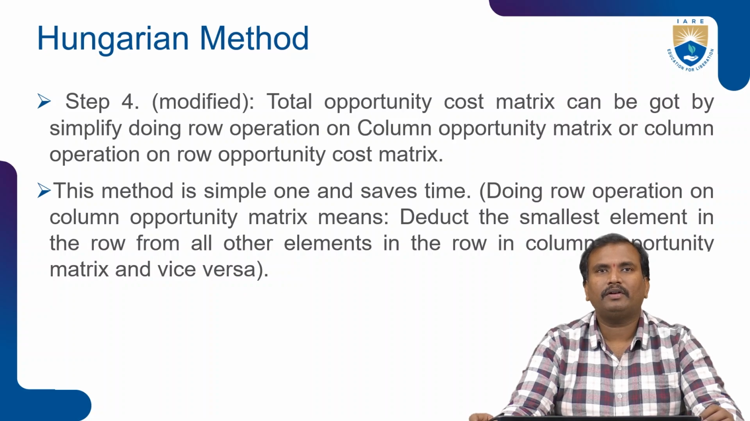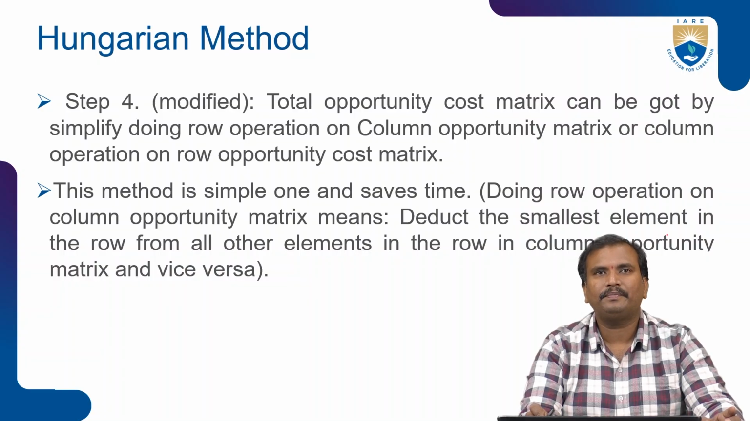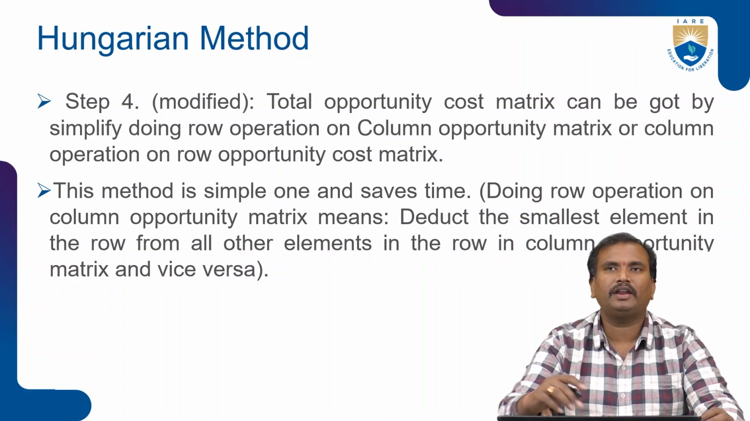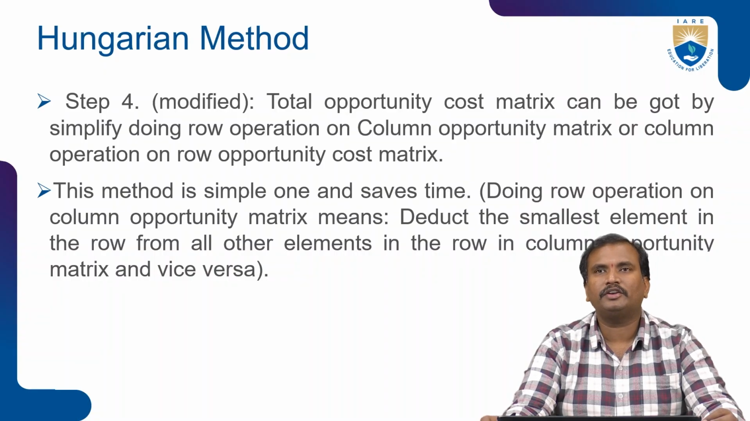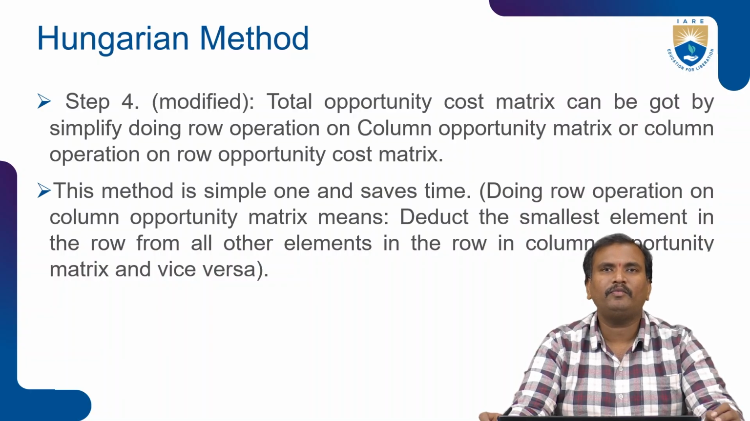So whenever we do a row operation on the column opportunity matrix, it is nothing but deducting the smallest element in the row from all other elements in that particular row in the column opportunity matrix, and also vice versa. If you take the column operation on the row opportunity matrix, it means we have to deduct the smallest element in the column from all other elements in that particular column.